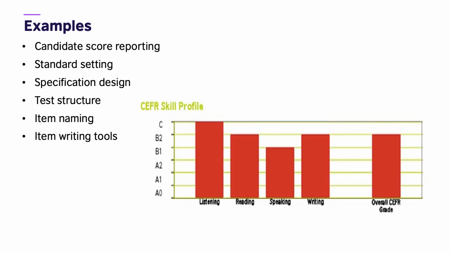Candidate score reporting is another example of where we observe the CFR. In the visual, you can see, for example, a CFR skill profile from a candidate score report. As well as a breakdown of the numeric score, candidates also know how this translates into a CFR level. This is for each individual component that the candidate has taken, as well as an overall score.